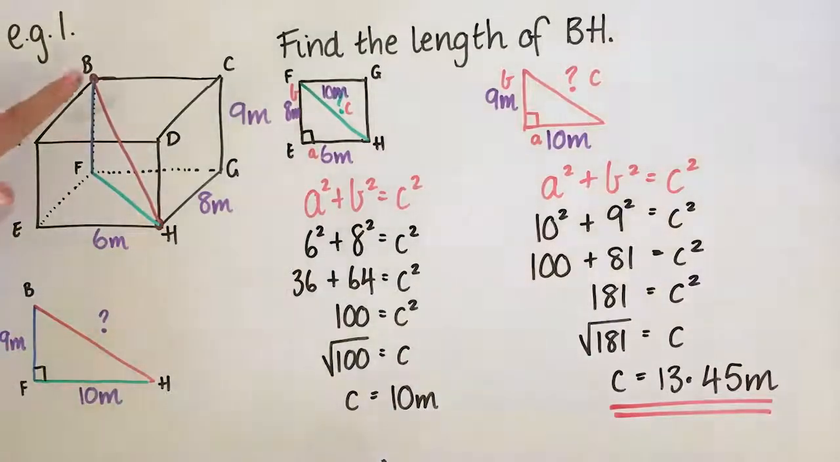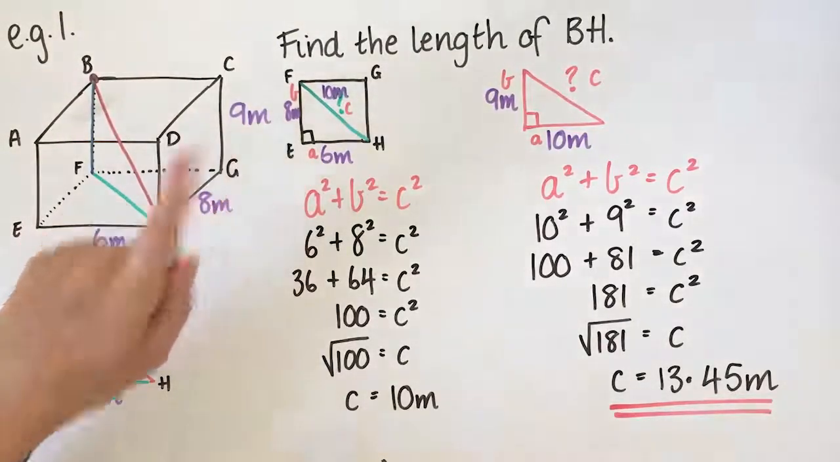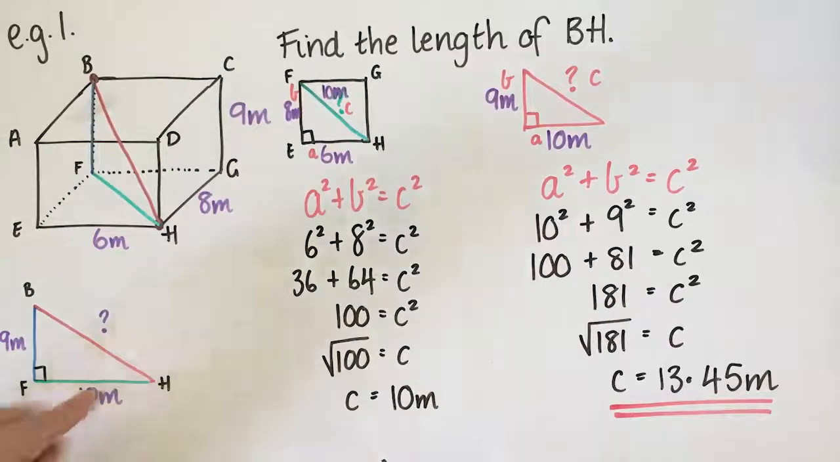So the first step is to decide on the strategy that you're going to use. Our strategy was to try and find this triangle here. The first thing we did was find the green length. Then we put that back into our original shape in order to find the red diagonal length.